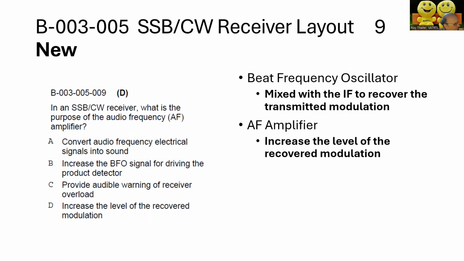Another new question. In a single sideband CW receiver, what is the purpose of the audio frequency AF amplifier? So after demodulation, it's amplified. So D is the correct answer: increase the level of the recovered modulation signal.